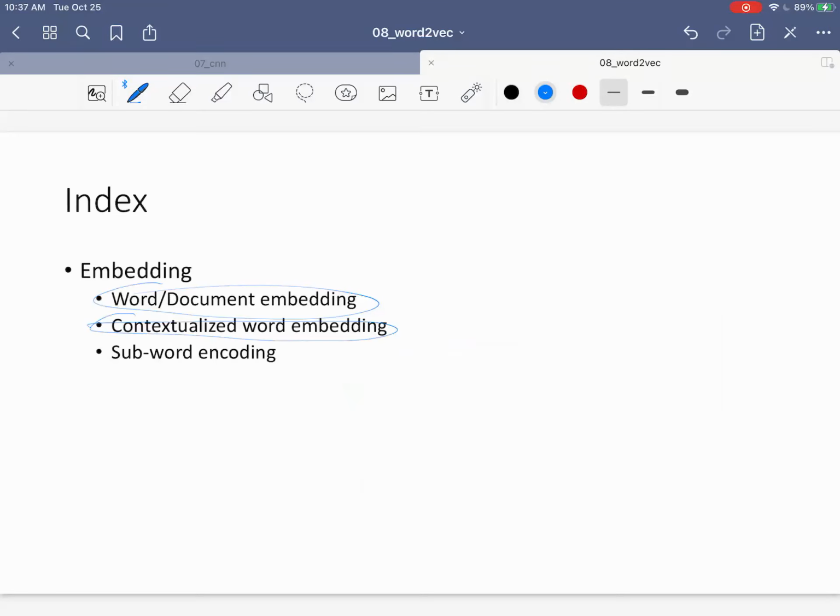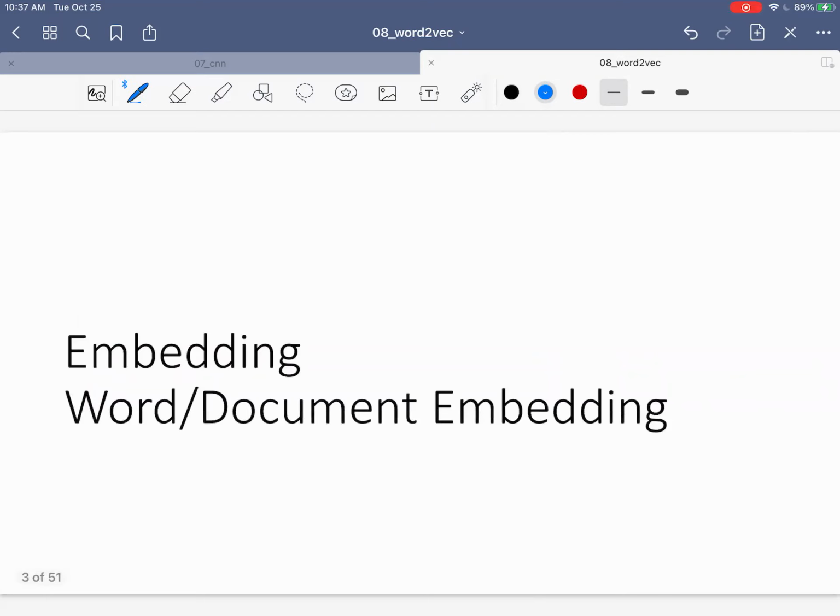Right, so word embedding and document embedding, then contextualized word embedding. This will be just a small sneak peek, because we're going to be learning this in BERT in full detail. Then subword encoding, which will probably be the main content of today. So let's start with word embedding. Document embedding will be just a one or two slide thing, so no need to worry about learning it in too many details. All right, so word embedding.